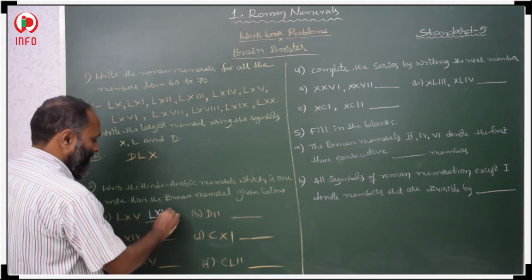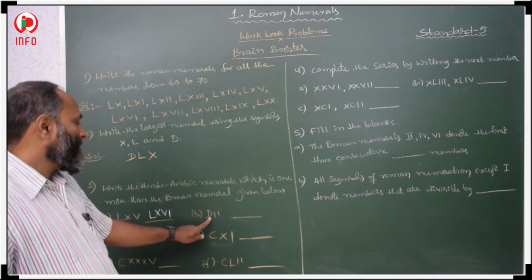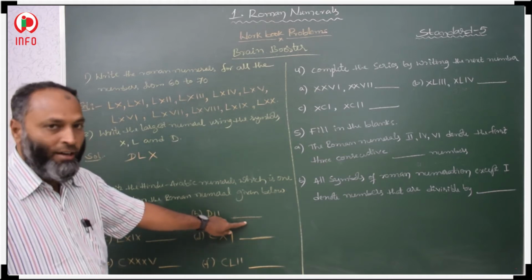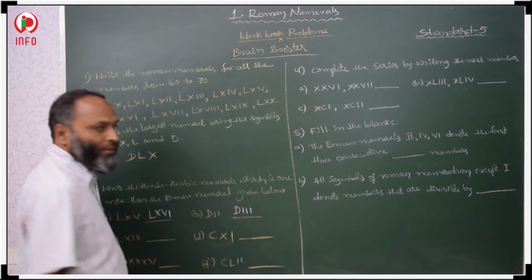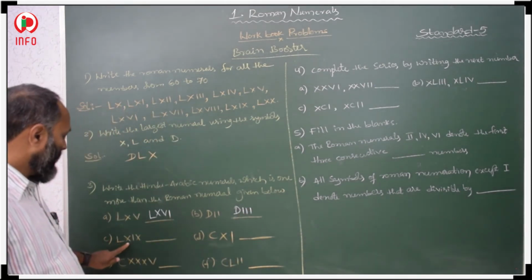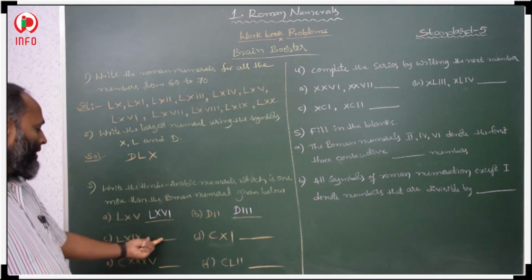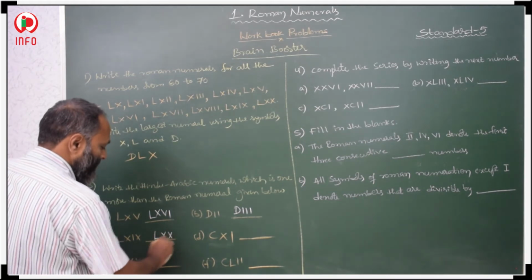LXVI, 66. D means what? 500, 501, 502. This is 502. We have to write 503 here. 503. Here LXIX means 60 and 9, 69. Here we have to write 70. LXX, 70.